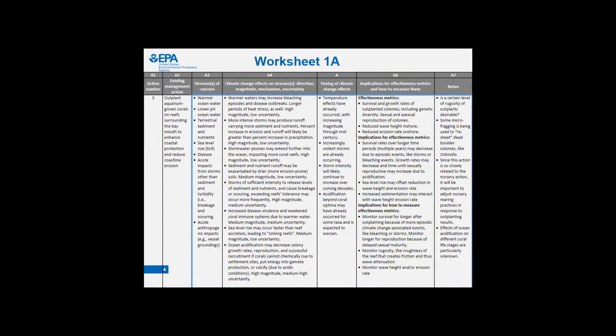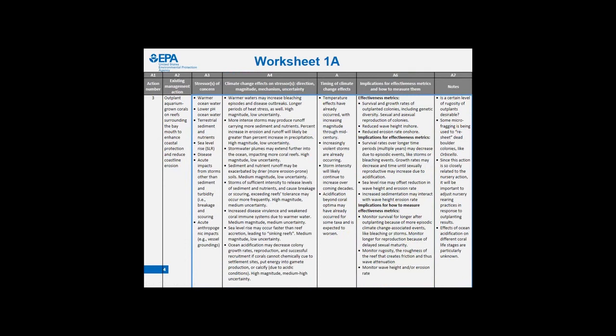Looking at column A6, the implications for effectiveness metrics and how to measure them. So back to column A2, if what we're trying to accomplish here is outplanting corals so that they can protect us from coastal erosion, we want to know a few things. Some of the effectiveness metrics are the survival and growth rates of the outplanted coral colonies, including their genetic diversity and how they are reproducing. Are they reproducing at all? If so, are they reproducing asexually through fragmentation and or sexually?